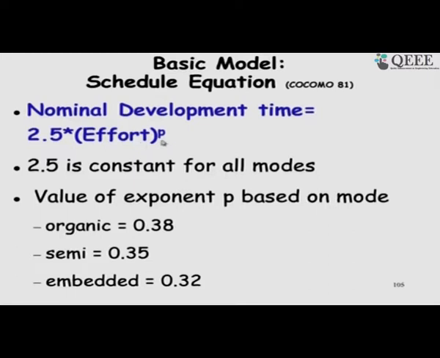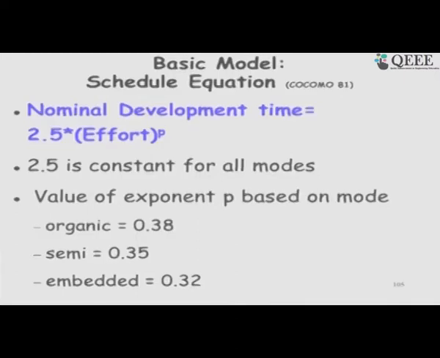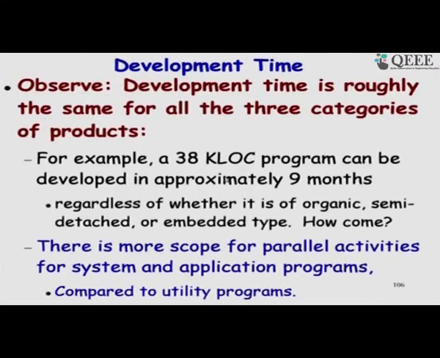There is more parallelism in complex software, whereas in simple software each part is developed one after another and takes time, and that is the reason actually. So, that is what I have written down here. It is roughly the same for all three categories of software. Sorry, 9 is a mistake here, it should be 14.